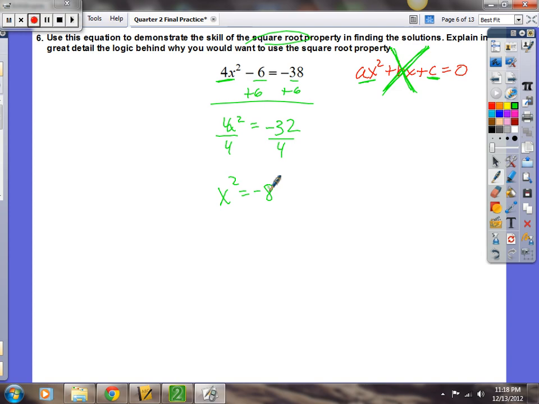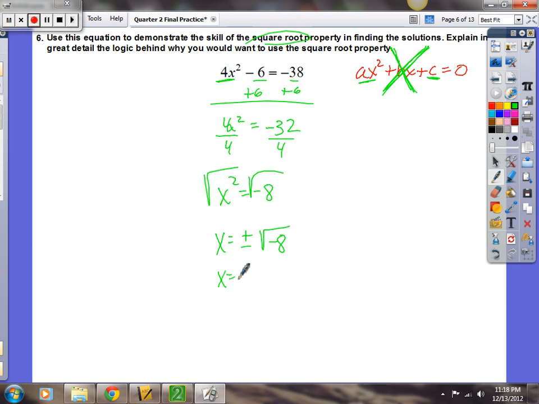Okay, now undo the square. And this is where the square root comes in. Square root this, square root this. But we just learned anytime there's a square, there's going to be two answers. So it's going to be plus or minus the square root of negative 8. Okay, now this is actually impossible. There is no such number times itself that is going to give you negative 8. So you're now in the world of imaginaries.